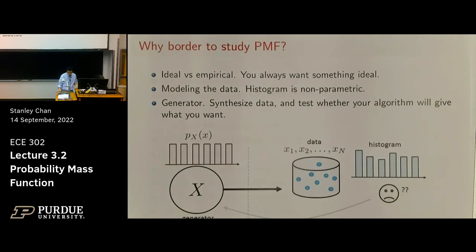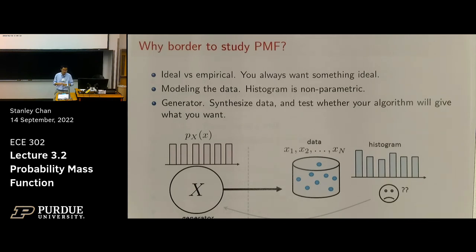Okay, so why do we study the probability mass function? Why can't we just study the histogram? Once you understand the randomness of the histogram, you will start to appreciate the probability mass function. If the histograms are all random, then why should I use your histogram, but not my histogram? You will run into all these kinds of questions.